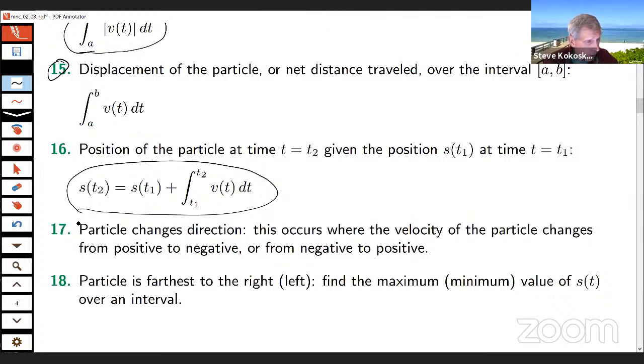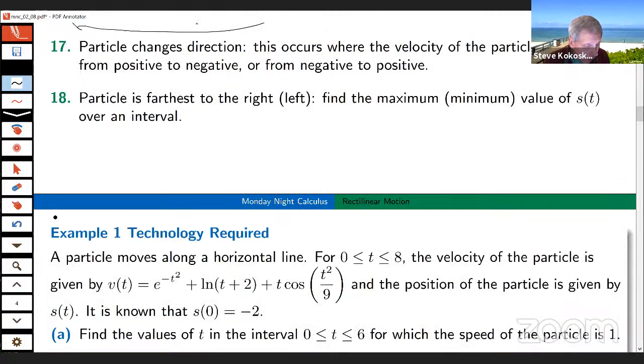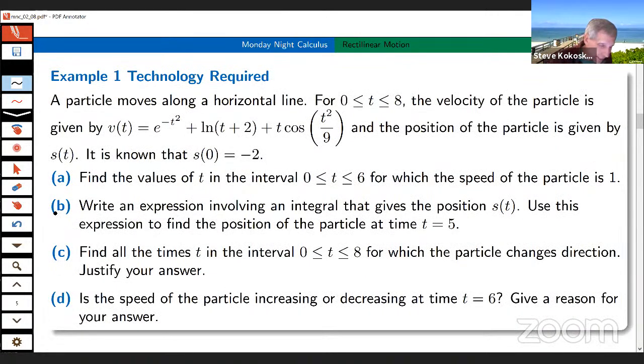Now, of course, there are other methods to find absolute maxes and mins, but that's the way that I interpret that number 18. Okay? For sure. All right, well, let's try one. Let's see what we can do with this one. This one, we certainly need technology.